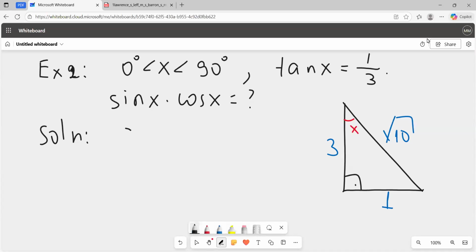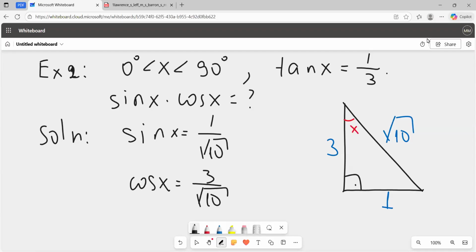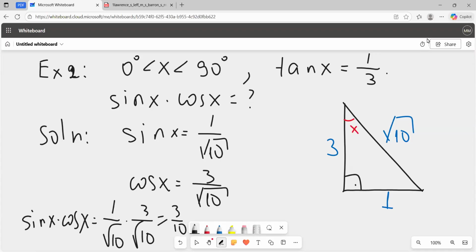Now, sine of x is equal to 1 divided by square root of 10, and cosine of x is equal to 3 divided by square root of 10. So sine of x times cosine of x is equal to 1 divided by square root of 10 times 3 divided by square root of 10, which is equal to 3 divided by 10. This is the second type of exercises related with definitions.